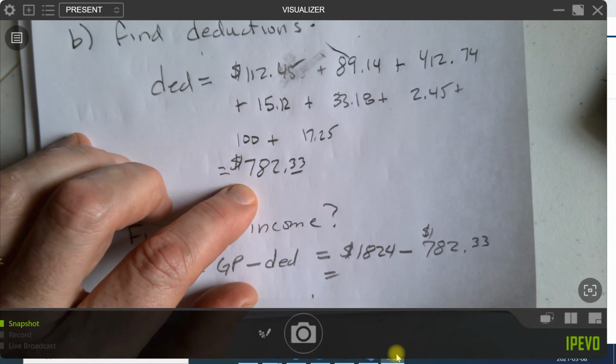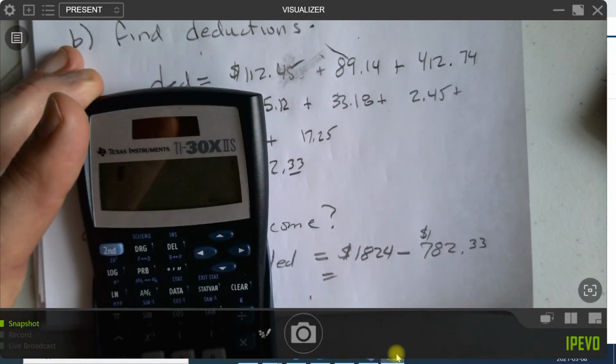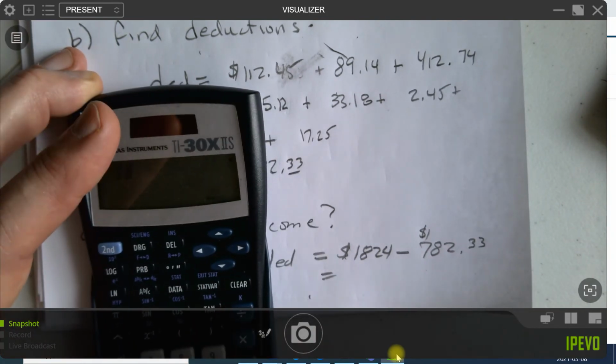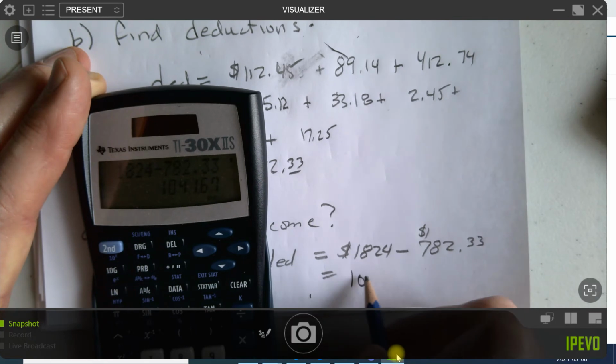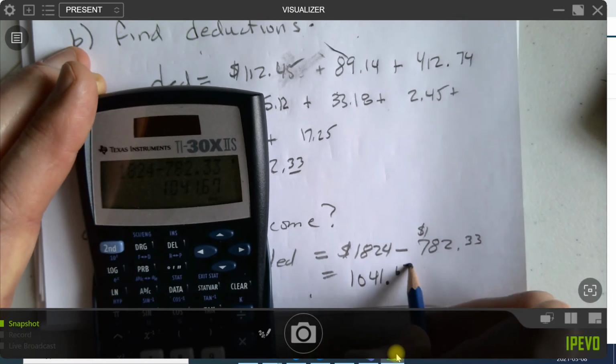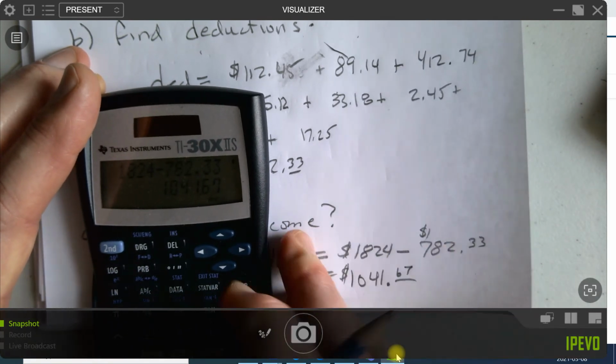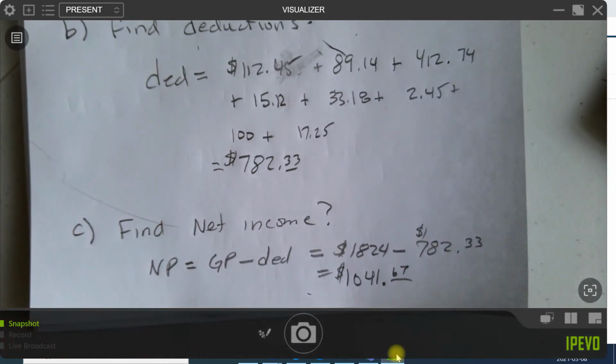So again, just plug that into the calculator. And the calculator didn't shut off this time. 1824 minus 782.33 gives me $1,041.67. So that is my net pay.